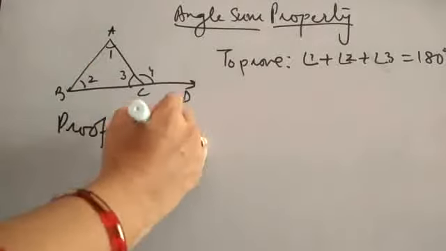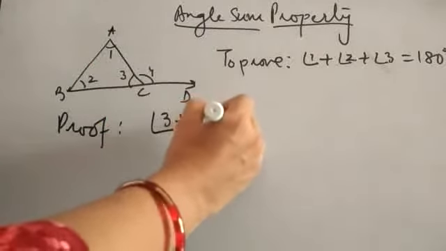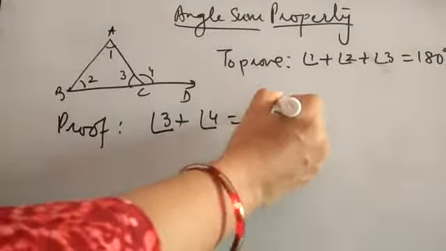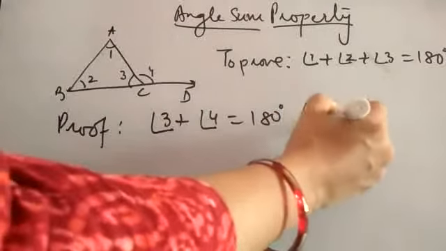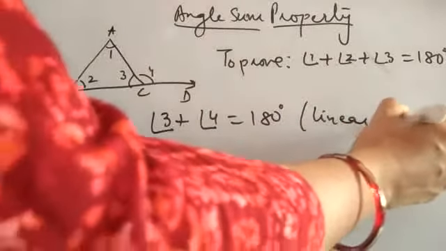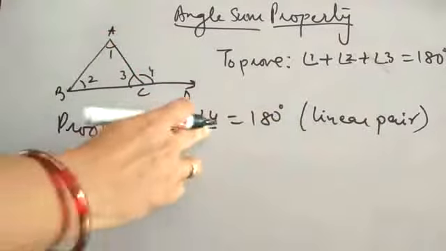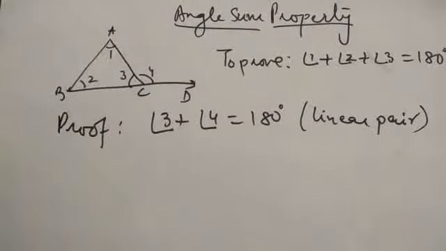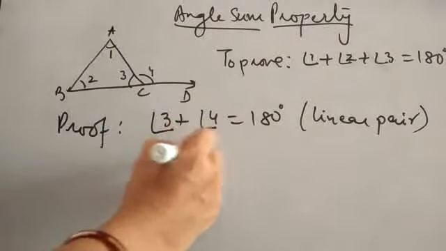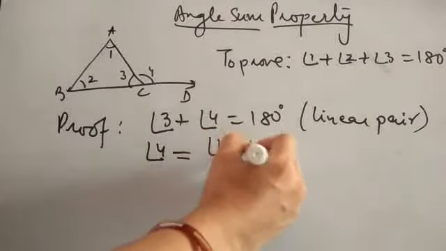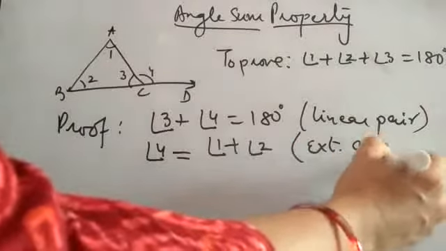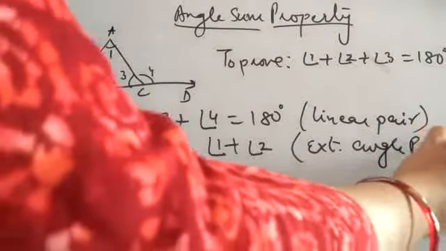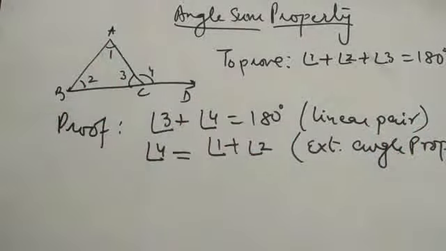Now we know that 3 plus 4 is equal to 180 degrees. This is by linear pair. We all know that 3 plus 4 is equal to 180 degrees. Now angle 4 is equal to angle 1 plus angle 2. This is by the exterior angle property, which you have seen in the previous video.